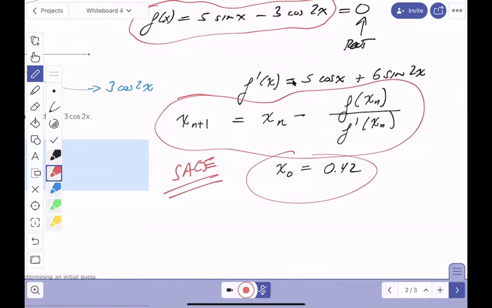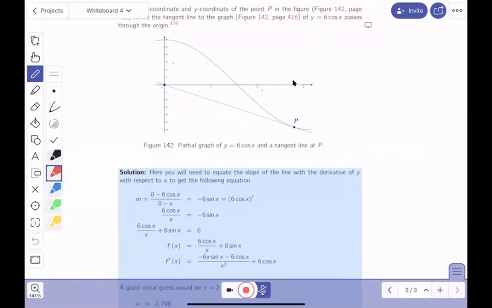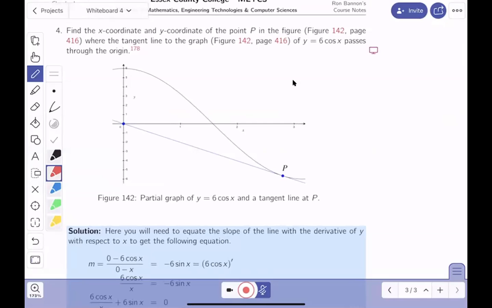Let's go to number 4, a little more difficult, and I'm going to go through that one with you. Number 4 says, find the x coordinate and y coordinate of the point P. They gave me the figure where the tangent line to the graph of y, wow, this is a tough problem. So let's write this down. This is the graph of y equals 6 cosine x. That's not so bad. Now someone says, what's P? P is really easy to write down. It's going to be a point.